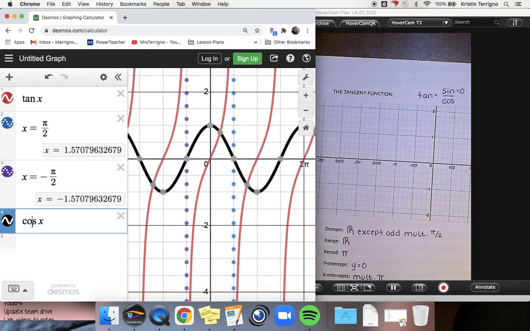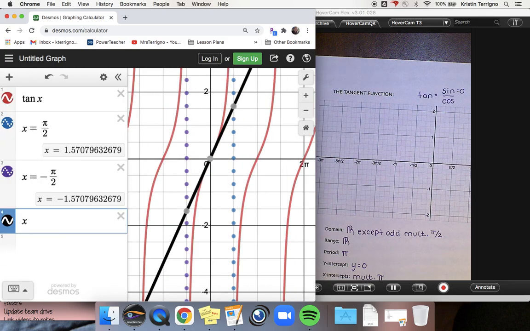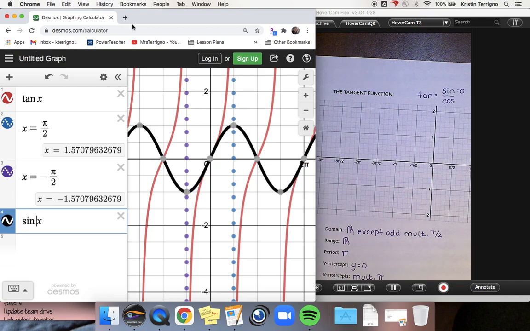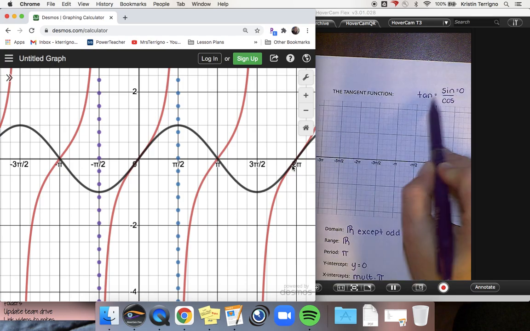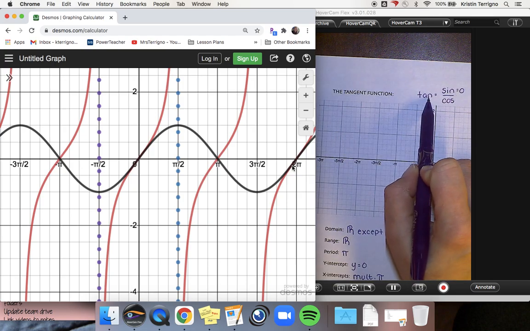So watch what happens if I make this the sine function instead of the cosine function. Okay? You'll notice that these two things share their x-intercepts. The sine function shares its x-intercepts with the tangent function, because anytime sine is equal to 0, tangent is going to be equal to 0 as well.